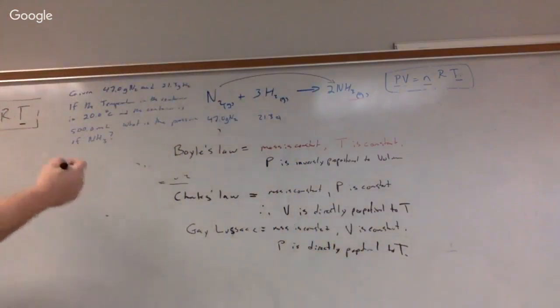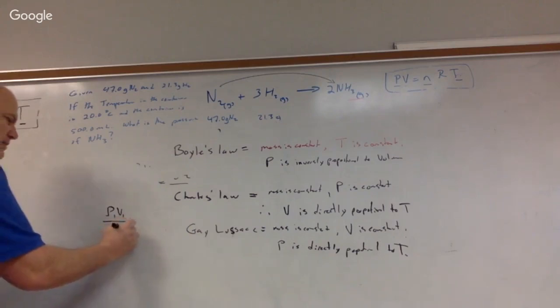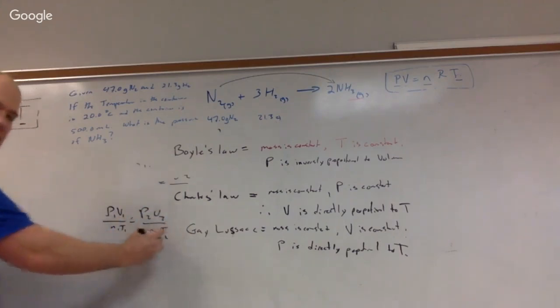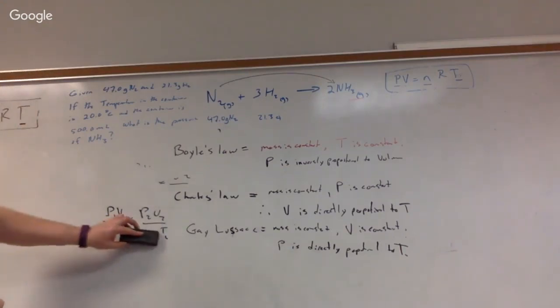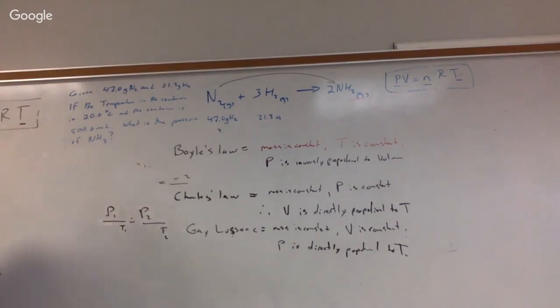And again, I'm going to want you to write an equation. So go back to our P1V1 over N1T1 equals P2V2 over N2T2. And what's held constant in this case? Isn't it N? And what else? Volume? Let me see how we can get the equation from that.